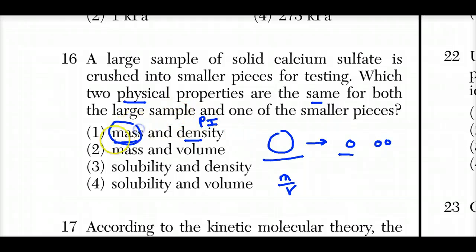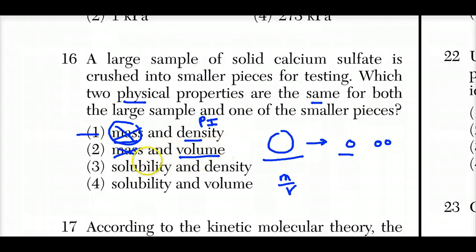The mass would be different for the large sample and one of its pieces. So 1's not going to work. And 2's not going to work because you have mass again. Okay, and they're listing volume. Now, volume and mass are both physical extensive properties. These are based on the size of the sample.